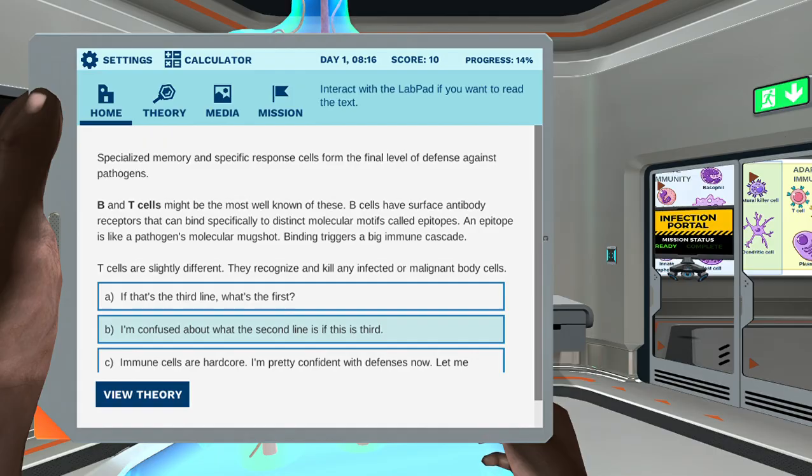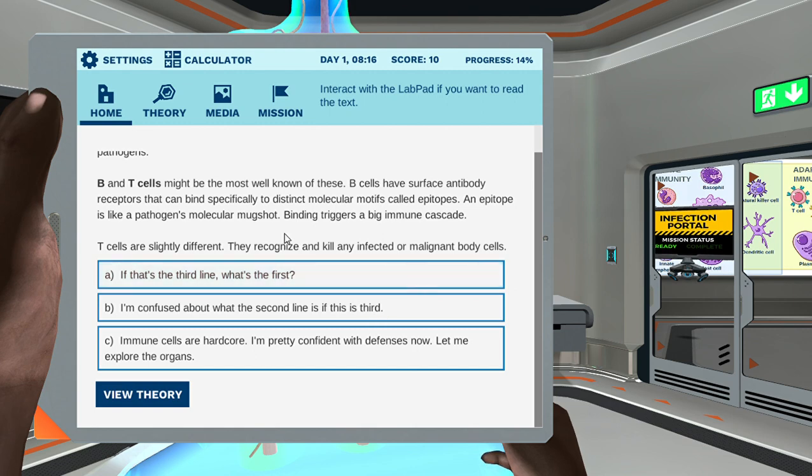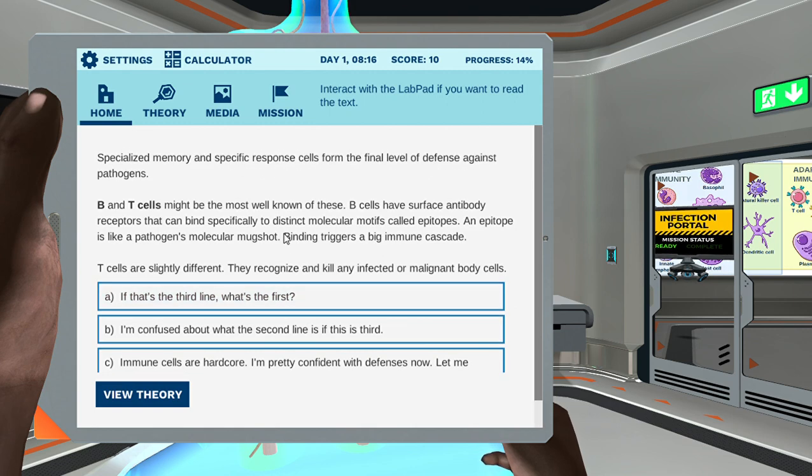Specialized memory and specific response cells form the final level of defense against pathogens. B and T cells might be the most well-known of these. B cells have surface antibody receptors that can bind specifically to distinct molecular motifs called epitopes. An epitope is like a pathogen's molecular mugshot. Binding triggers a big immune cascade. T cells are slightly different. They recognize and kill any infected or malignant body cells.